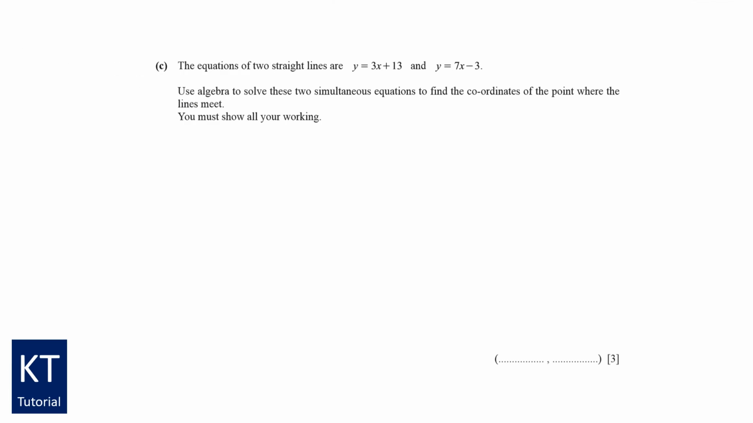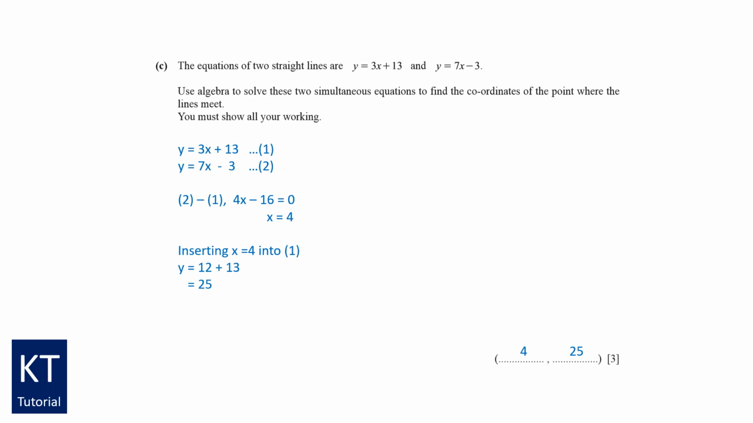Question 8c. The equations of two straight lines are y equals 3x plus 13 and y equals 7x minus 3. Use algebra to solve these two simultaneous equations to find the coordinates of the point where the lines meet. As usual, we'll label the equations 1 and 2 respectively. By subtracting equation 1 from equation 2, we can then solve for x. By inserting the value of x into equation 1, we can solve for y. The required coordinates are 4, 25.